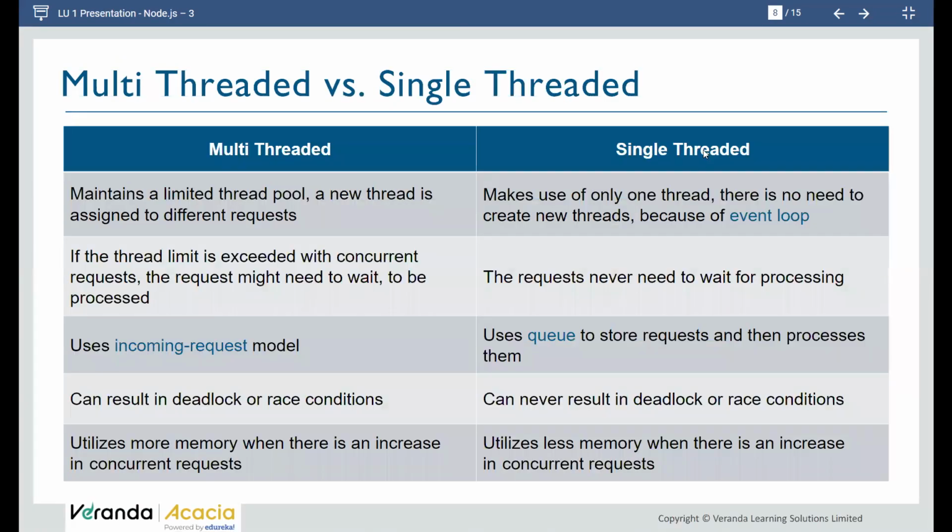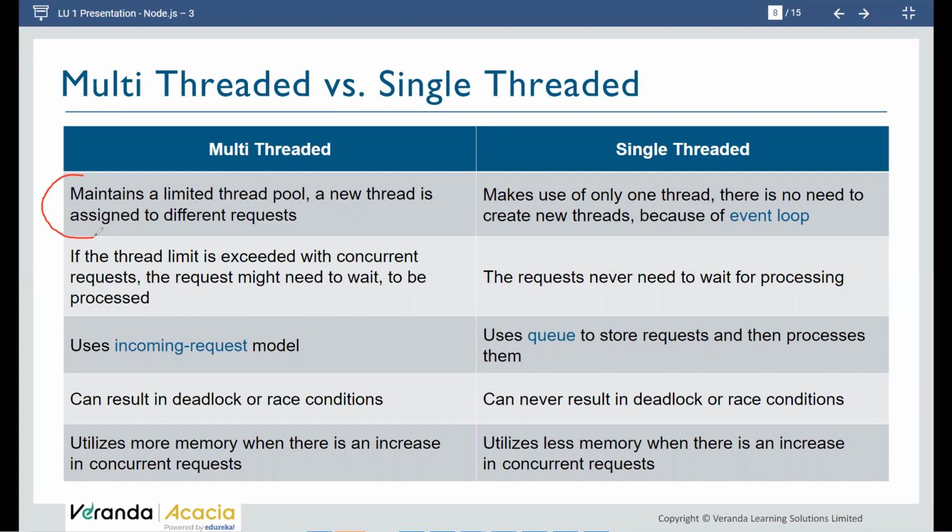Here they have given the difference between multi-thread and single thread. Once the session is completed, you can take the notes. Multi-thread contains a limited thread pool, and a new thread is assigned to each different request, whereas single thread uses only one thread. So it is talking about a multiple-thread scheme, where multiple persons serve the requests.